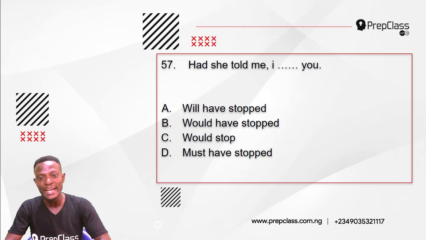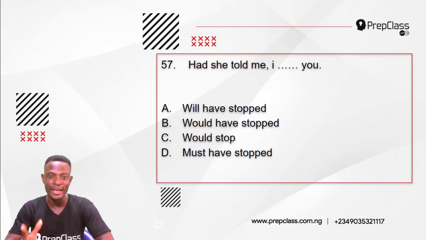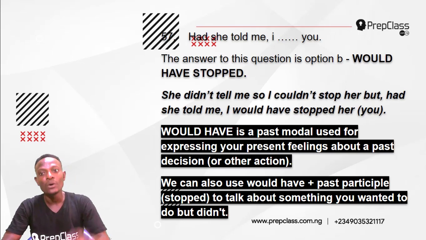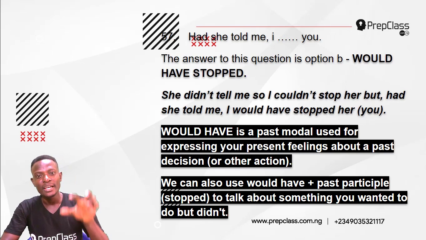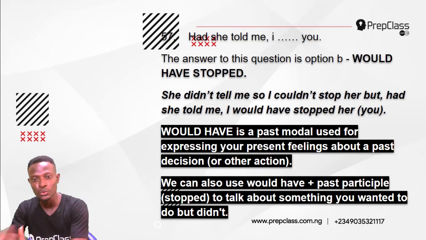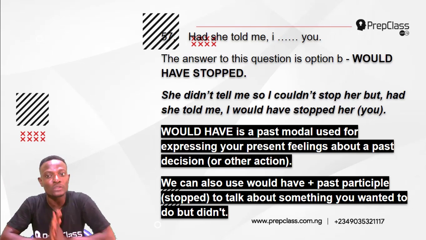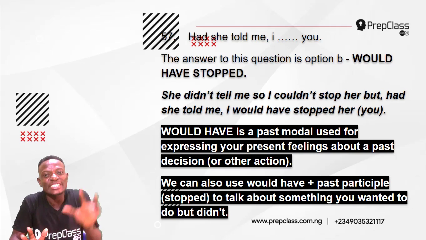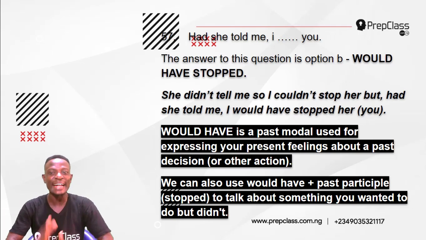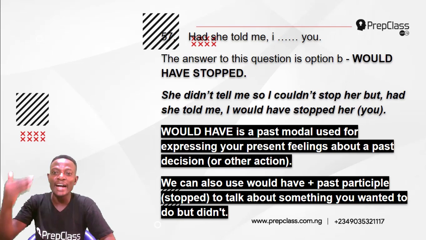Had she told me, I must have stopped you. So, which of these options is the best to complete this sentence? Now, the answer is option B. Had she told me, I would have stopped you. Now, she didn't tell me, so I could not stop her. But had she told me, I would have stopped her, which is you in this case. Had she told me, I would have stopped her.